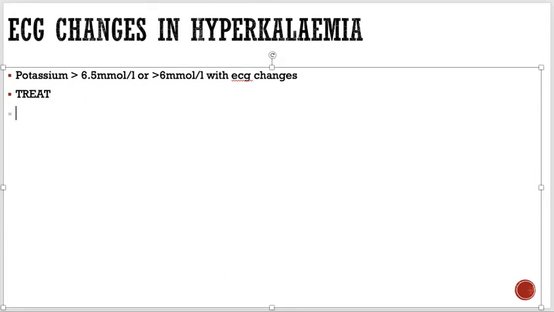So how do we treat it? By the way, treatment is very easy. First of all, we give them 10 ml of 10% calcium chloride. Why we give this is because hyperkalemia can lead to cardiac arrhythmias. Or we can also give calcium gluconate, which is also easy to remember: it is 30 ml of 10% calcium gluconate. We give it IV over 5 to 10 minutes. Why? Because this one is cardioprotective.